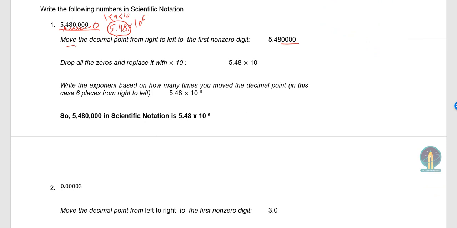Okay, and then we've written the exponent with the 10, so 5,480,000 in scientific notation is 5.48 times 10 to the 6.